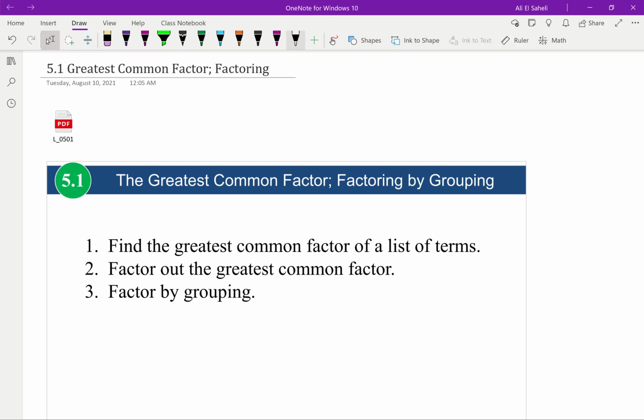In chapter 5, we will learn how to factor polynomials. We will start with factoring numbers, then monomials, and then we go on to factor polynomials. We will start with finding the greatest common factor.